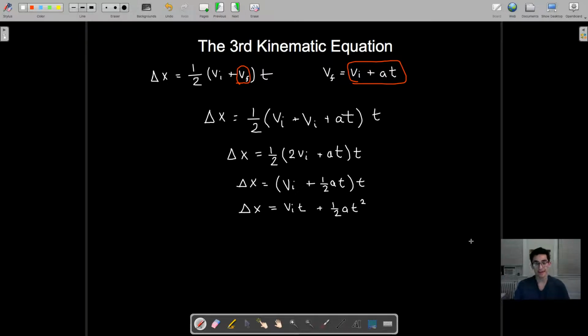Displacement, delta x, is equal to initial velocity times time plus 1/2 times acceleration times time squared. And this is my third kinematic equation, all right? That's where the third one comes from. So we have 3 equations to play with, all right? And we're going to do the fourth in a second.